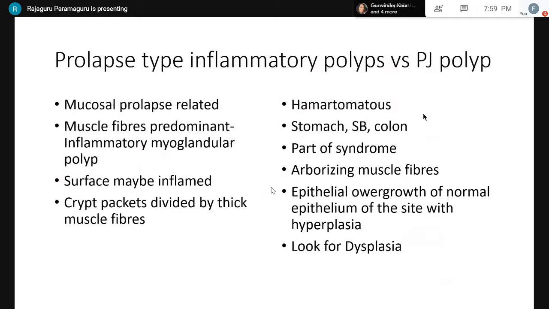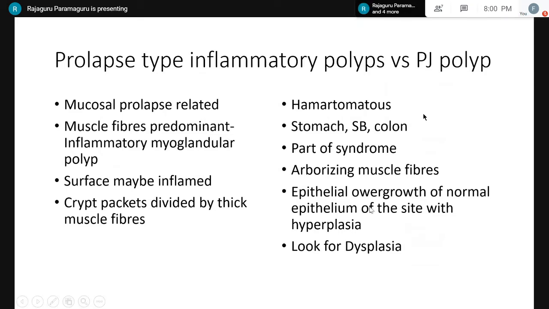So the next is the difference between prolapse type inflammatory polyps, which I had just briefed, and the Peutz's polyp, because both are going to show prominent smooth muscle fibers in the stroma. As you all know, the Peutz's polyp is a hamartomatous polyp, and it can be seen anywhere starting from the stomach, the small bowel, and the colon, and they typically show the arborizing tree-like architecture. Later, subsequently, we'll be seeing the images also.